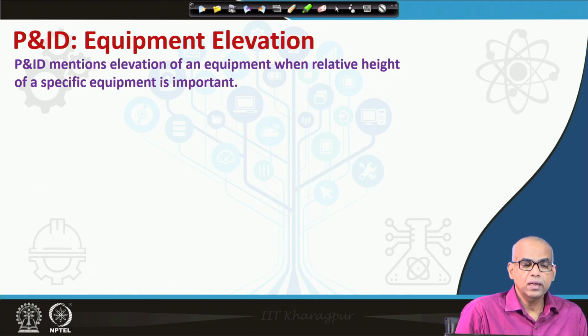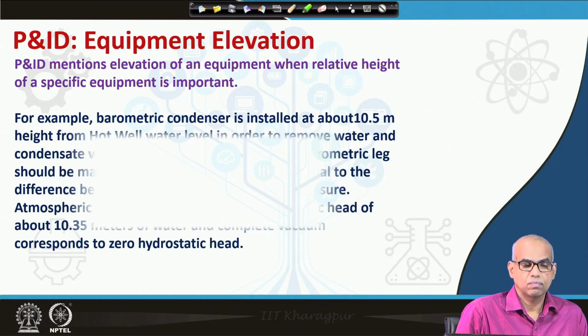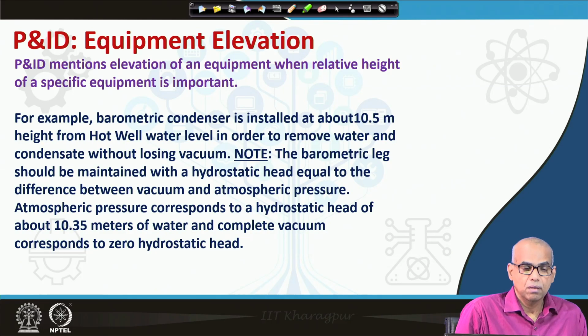Piping and instrumentation diagram oftentimes mention elevation of an equipment when relative height of a specific equipment is important. For example, barometric condenser is installed at about 10.5 meter height from hot well water level in order to remove water and condensate without losing vacuum. If you have read about evaporator, you must have known about barometric condenser.